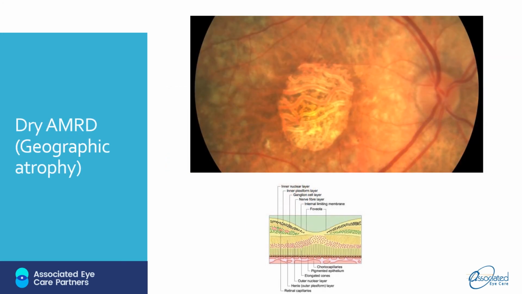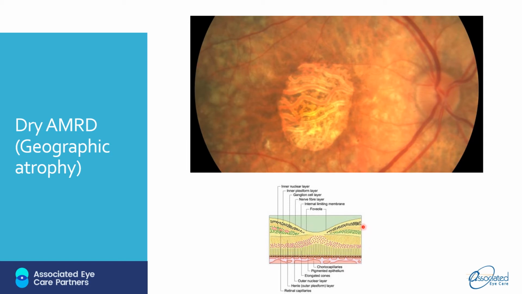So this is a closer picture of this late stage, what we call geographic atrophy. And we call it geographic because it's well defined, like the borders of a country. I mean, it's not a very original term, but that's what we use. And what we're looking at here is all these blood vessels here. These are the choroidal blood vessels.